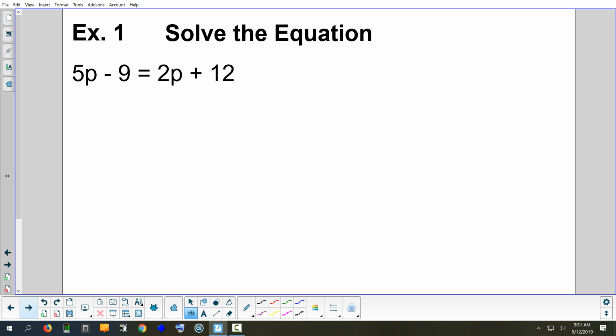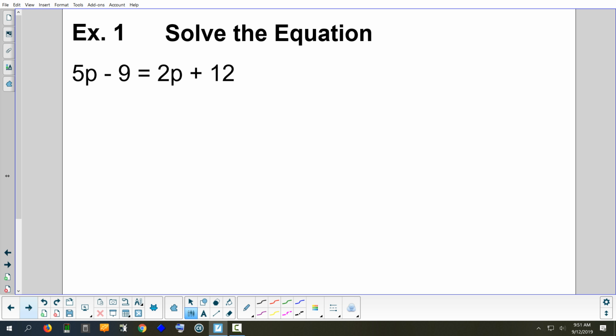All right, let's take a look at example one. Okay, so what's different about this equation that we haven't done yet? Maya? There's like two different things on each side. What do you mean, two different? Like it says 2p plus 12 on one side and the other side 5p. Okay, so yeah, we've got the variable on each side.